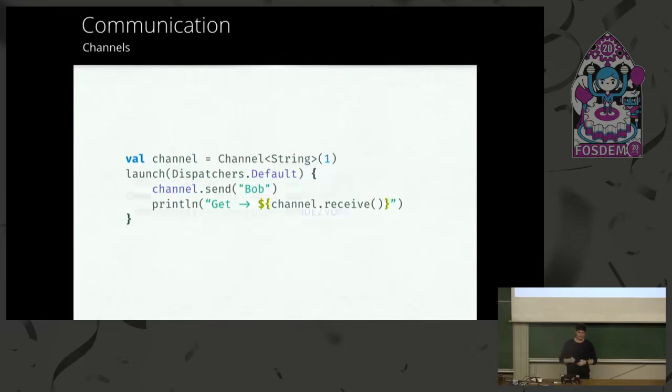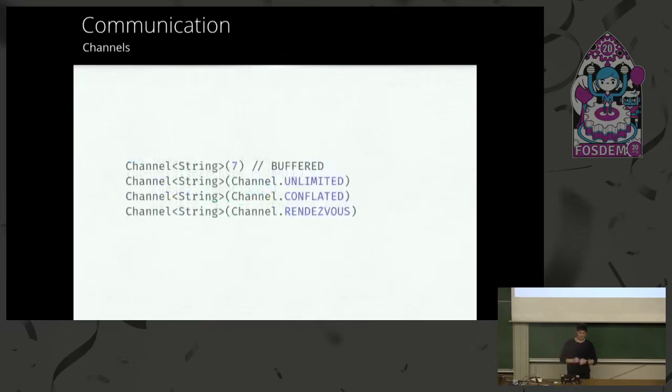There are a couple of different types of channels. We've got the buffered one. You decide how big the buffer is going to be before send suspends. And then we have unlimited, where send never suspends. You can just keep on hitting it, and it's essentially going to be like a blocking queue.